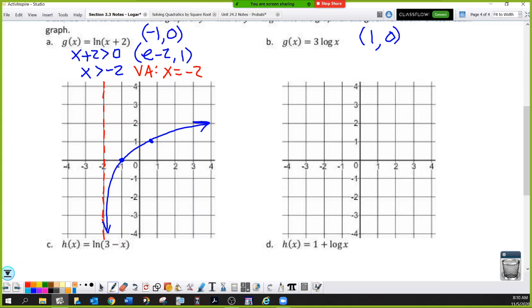So you have 3 times 0. Sorry, I misspoke. 1 comma 0. That's here. And then you're supposed to figure out what number makes the argument equal base. What's the base of this log? 10. So the other special point is at 10 comma, oh my goodness, my grid only goes to 4. Don't worry about it. If you plug in a 10, log of 10 is 1, and then times 3.